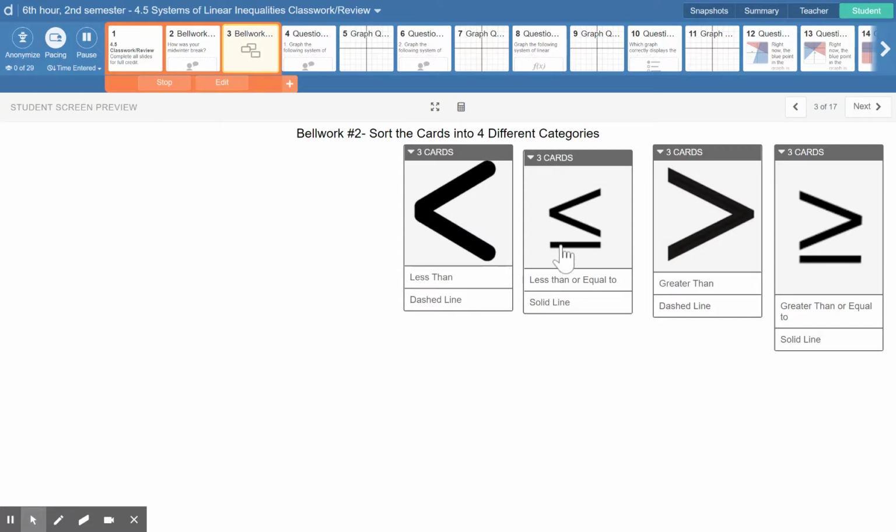Less than or equal to, I see a solid line, so I know I'm going to be plotting a solid line. Greater than would be a dashed line. Once again, it would be like an open circle. It's a boundary. It does not include any ordered pair that sits on that line. And then greater than or equal to would be a solid line because of that equal to part.